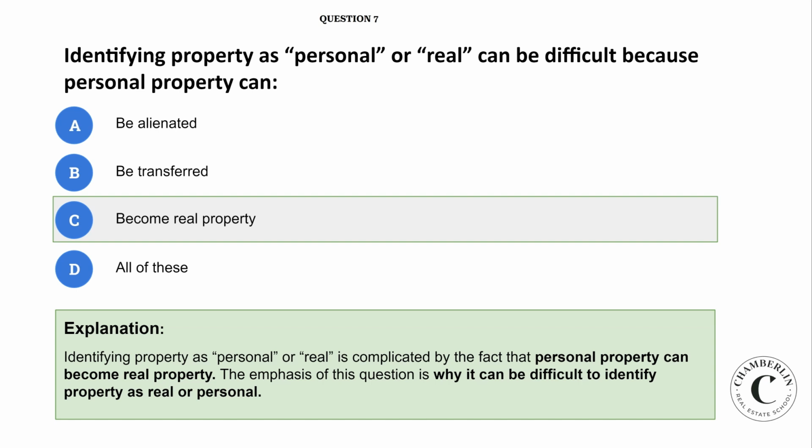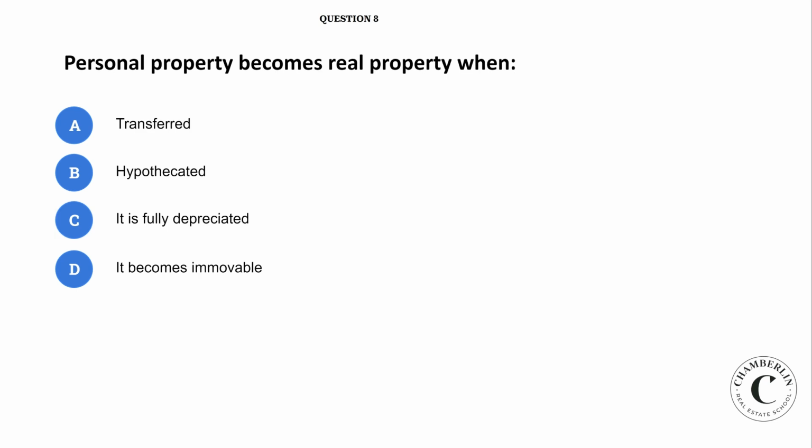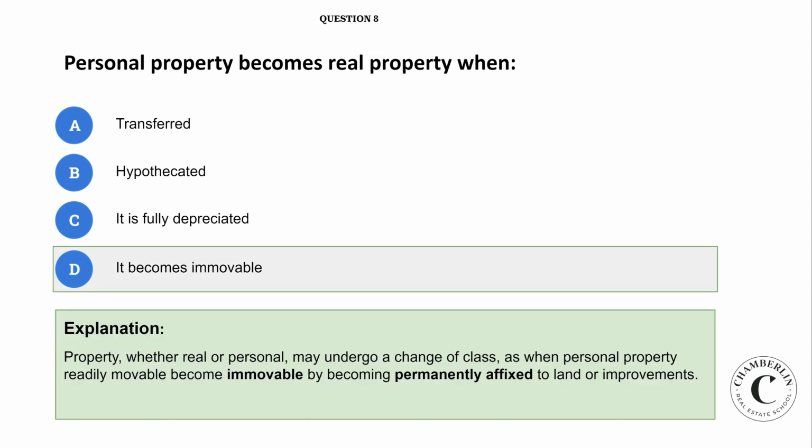Question 8. Personal property becomes real property when: A. transferred, B. hypothecated, C. it is fully depreciated, or D. it becomes immovable. The answer is D. Property, whether real or personal, may undergo a change of class, as when personal property readily movable becomes immovable by becoming permanently affixed to land or improvements.